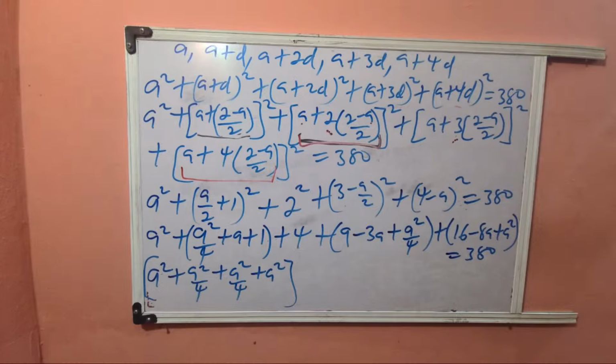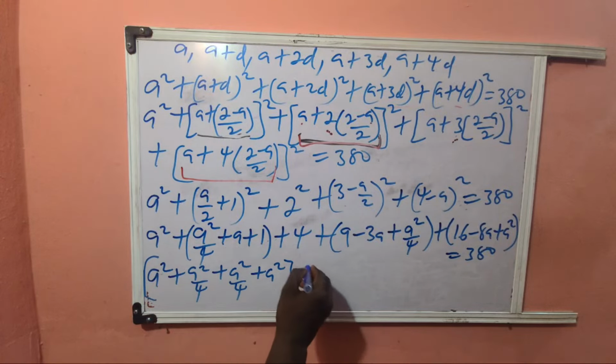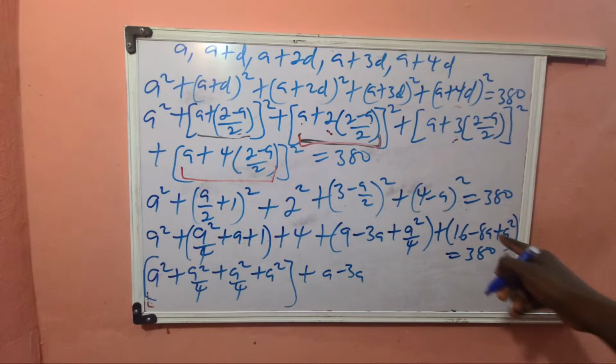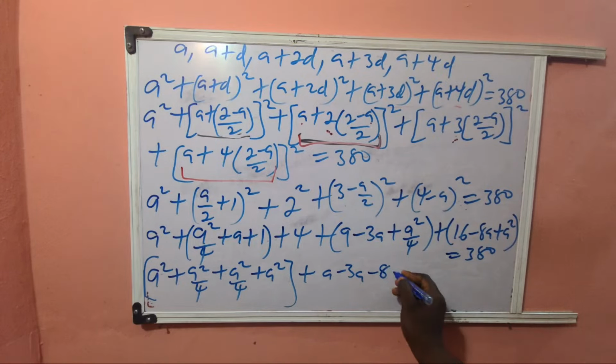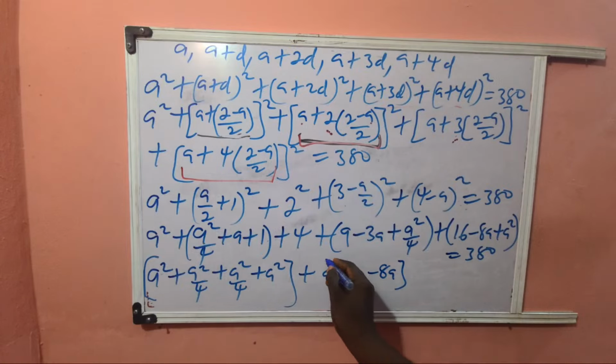So now let's look for where we see a alone. I can see a alone here. I can see a alone there. I can see minus 3a here. Then I can see minus 8a here. Let me put that also in one bracket. They can stay here easily.